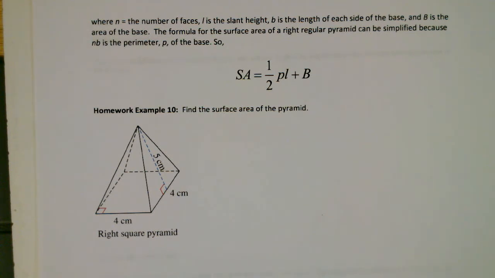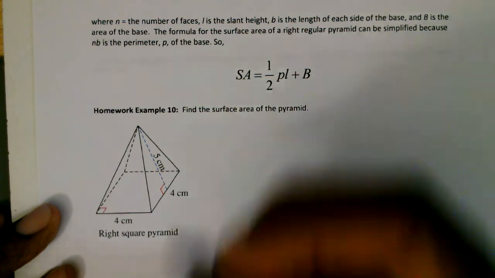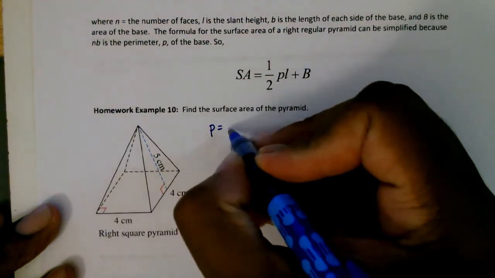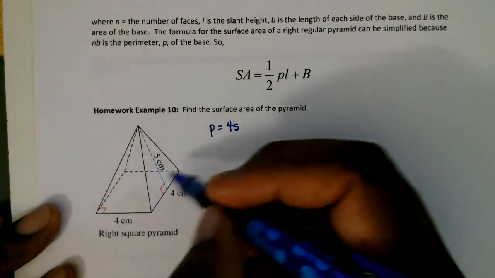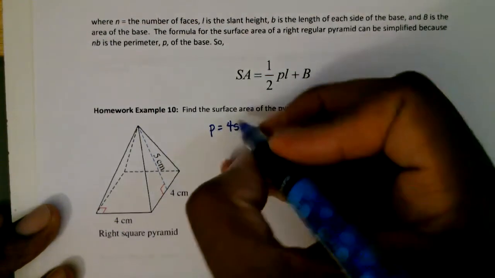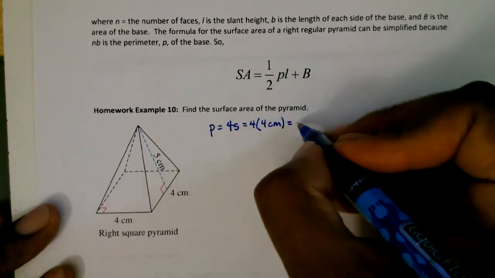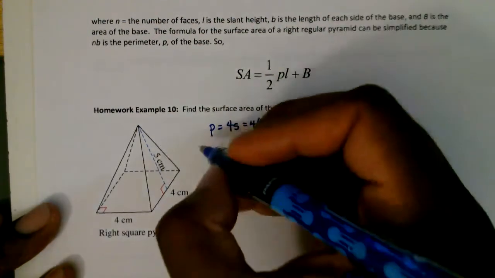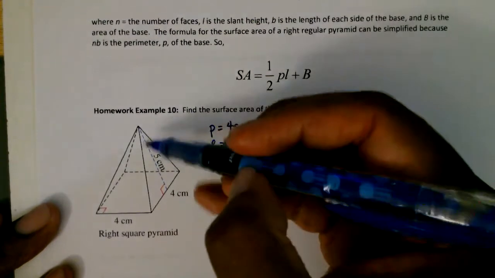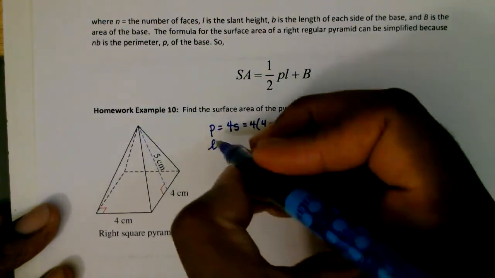All right, in this case here, we have a right square pyramid where our base is a square. If we find the perimeter of that square, that's always 4 times S, because the square has 4 equal sides to be exact. Each side is 4 centimeters. So if I do 4 times 4 centimeters, the perimeter of that base will be 16 centimeters. And L will be the slant height. That's the height on the face of the pyramid. As you can see, it's 5 centimeters.